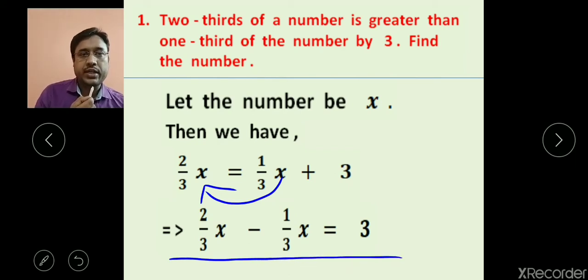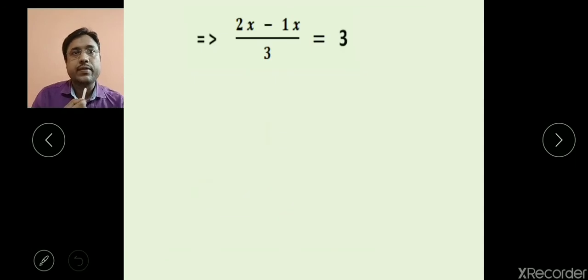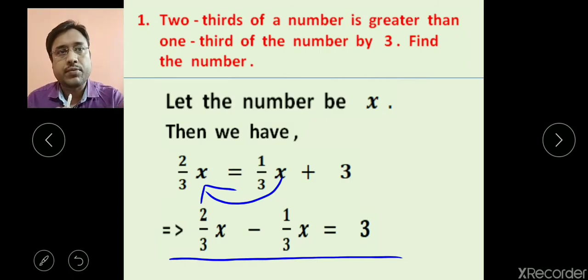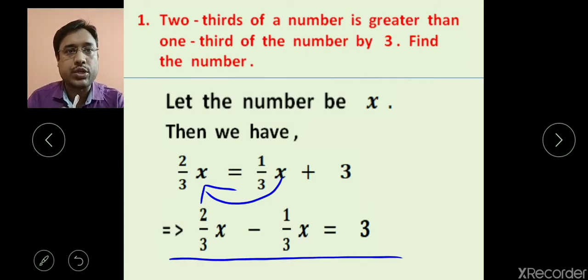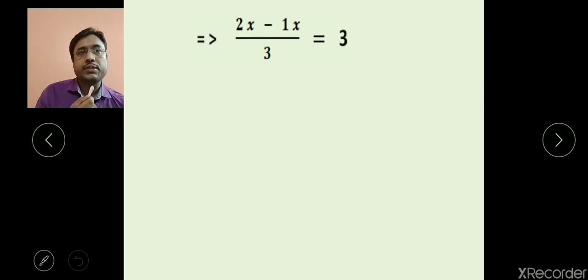The denominator is 3, so the numerators will be written as they are: 2x minus 1x. Because x is in the middle, we can transfer it to the numerator also. 2 by 3 x means 2 into x is 2x, and 1 by 3 x means 1 into x is 1x. So 2x minus 1x by 3 is equal to 3.